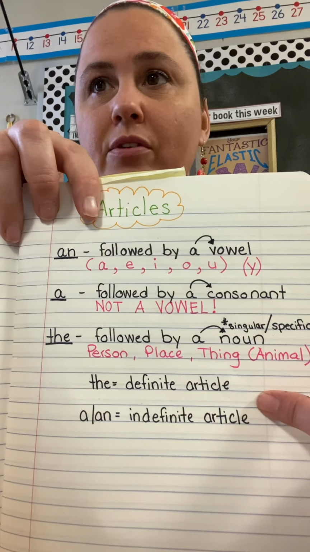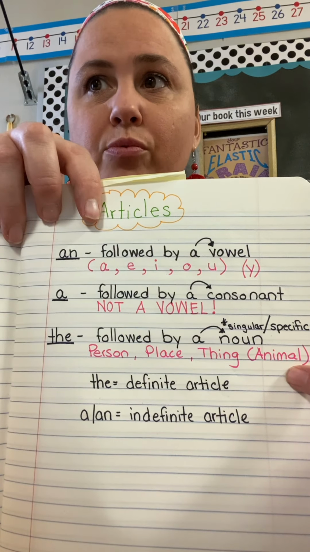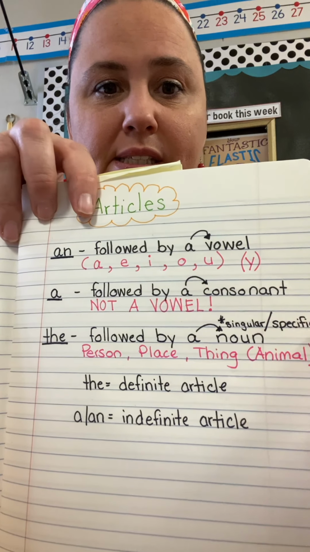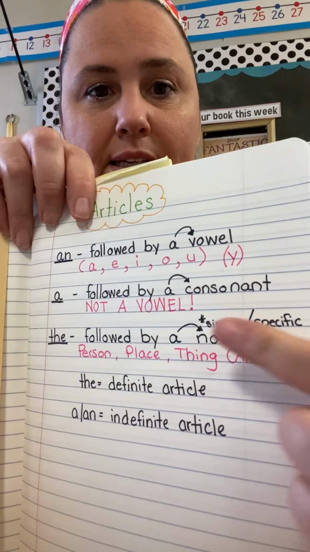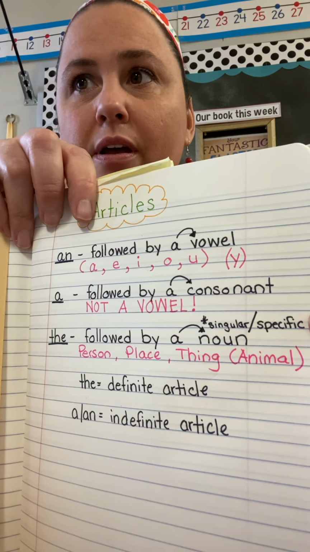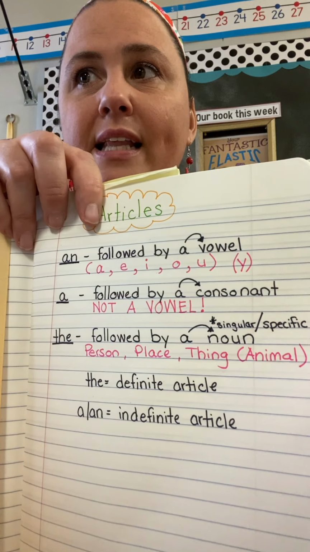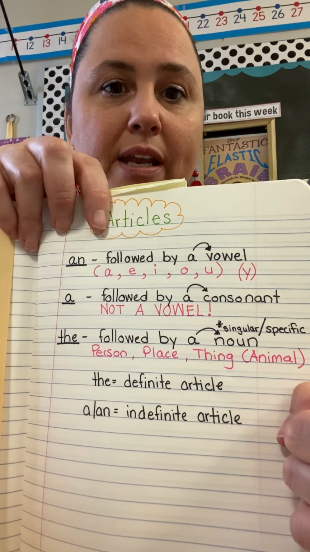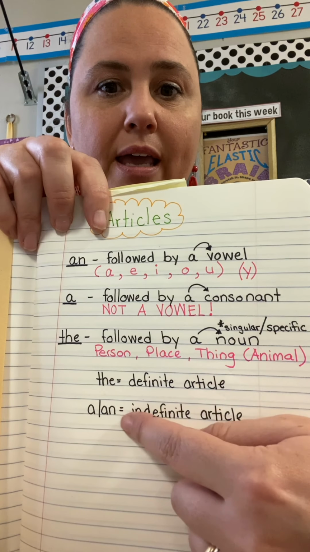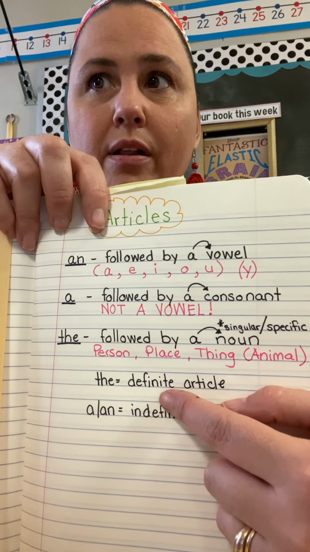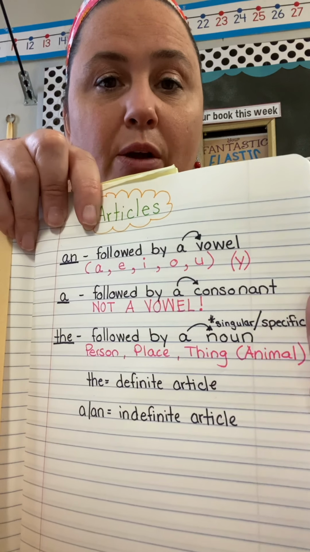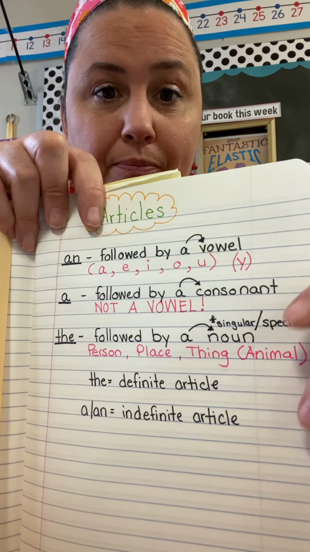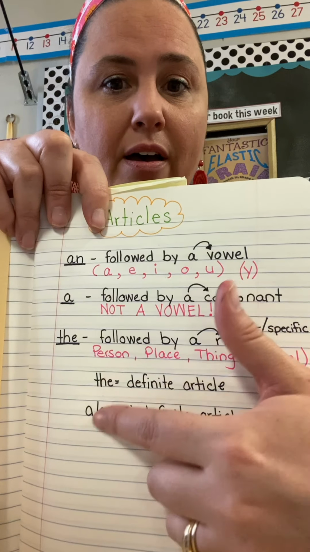So the, let me give you an example, is let's read the book. Okay, so that means we have one singular specific book. And if I say let's read a book, that means any book rather than a specific book. If you say the book, you're reading one specific book, and if you say a book, it could mean any kind of book. So that's the difference between the, a, and an.